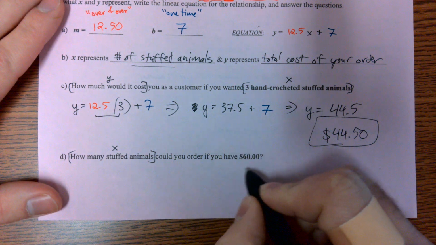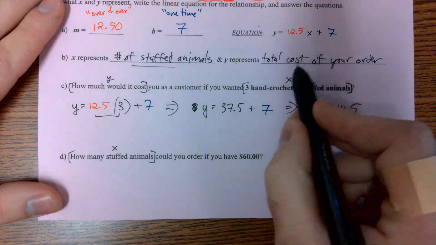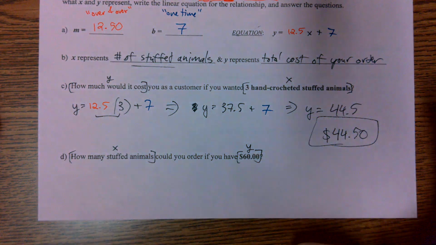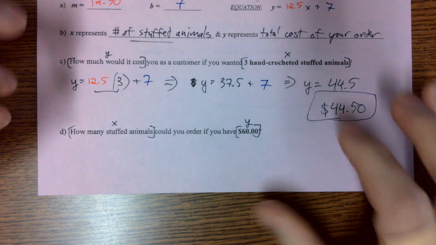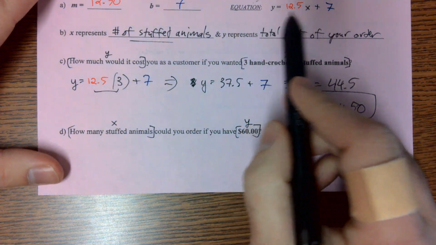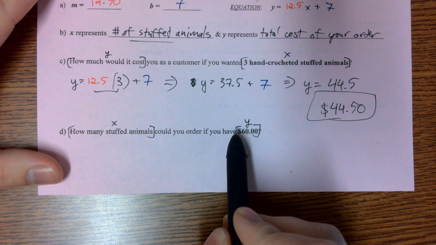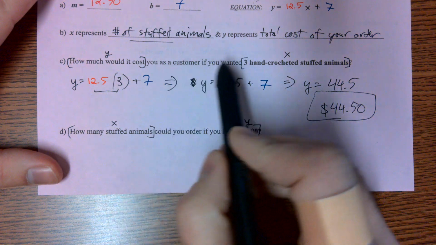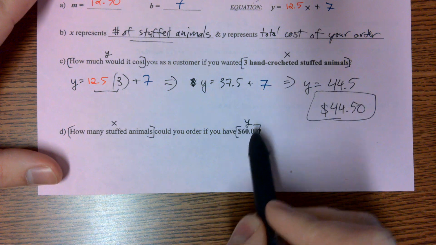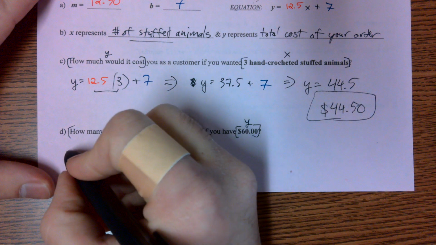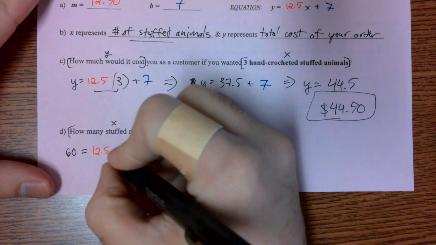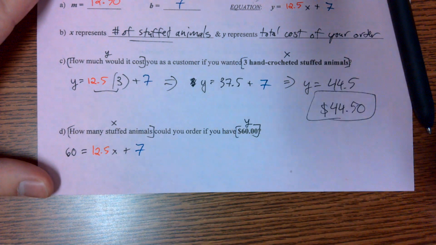So you've got $60 to spend. That's going to be represented by our total cost. So $60 is my Y. Now this is where we had some confusion in class, so we'll take it slow. If we have the equation here, we're going to plug $60 in. But unlike in part C, when we plugged in 3 animals for X, we're going to plug in $60 for Y this time around. So 60 is equal to 12.5x plus 7.